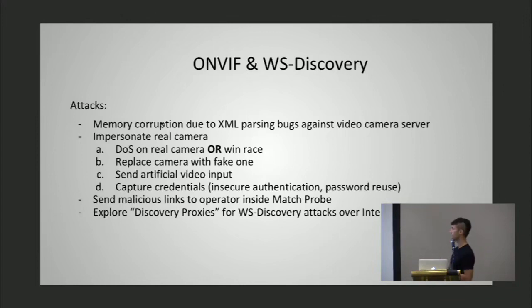And the other thing in the WS-Discovery standard is a concept called discovery proxies. These are basically web servers that act as pivoting points so that you can use WS-Discovery even over the internet. So this allows the attack vector to be extended even remotely, although you would otherwise only be able to do that locally on the network.